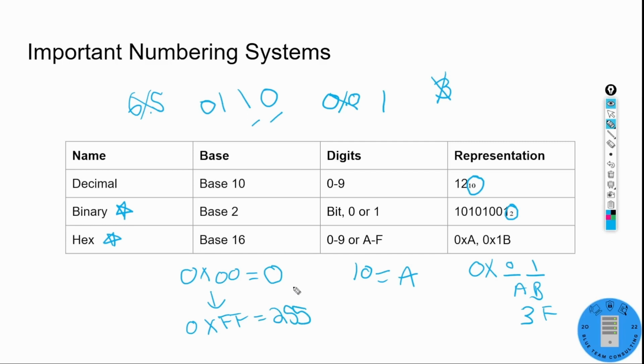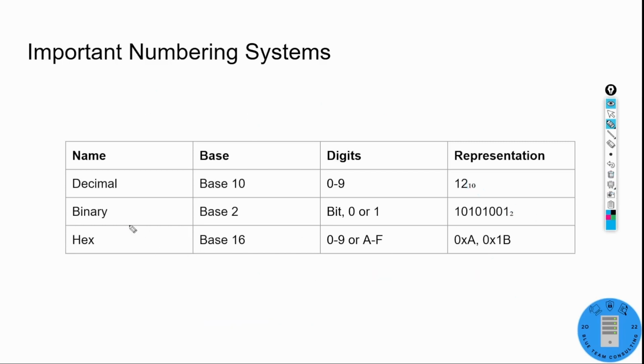We'll see why that number is important later on, but just get a familiarity with the numbering systems associated with computers and which ones are kind of more important, being the binary and hex, and we're moving away from our decimal traditional academia learning.